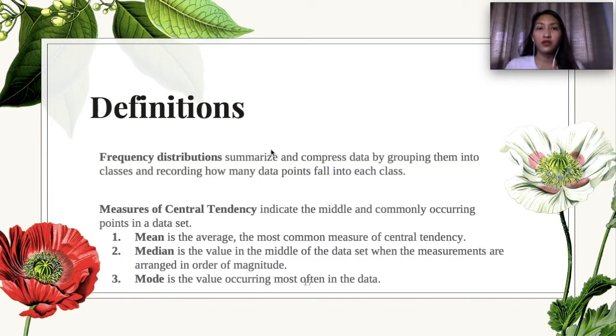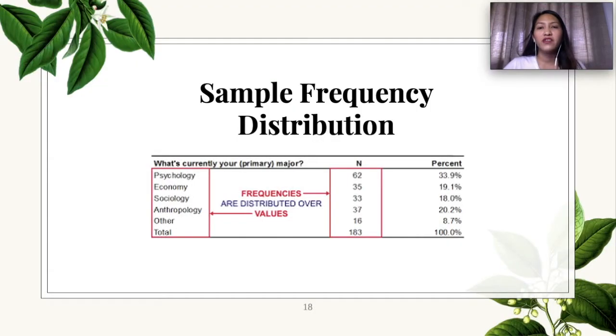Okay, so let's proceed to other definition of terms. We have here frequency distribution. Summarize and compress data by grouping them into classes and recording how many data points fall into each class. So I have here an example of frequency distribution. Anong type ng data ito? What's currently your primary major? So yan yung tanong sa survey at sumagot yung mga respondents. Yung total of 183 respondents, 62 sa kanila ay psychology, 35 ay economy, 33 ay sociology, 37 ay anthropology, at yung iba naman ay 16.